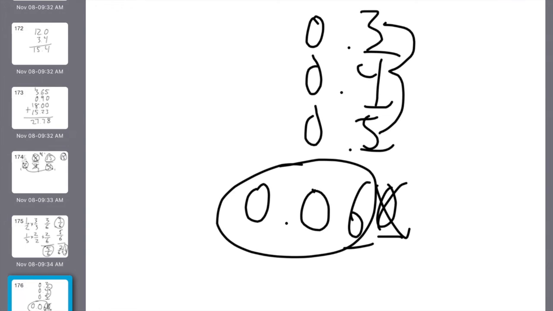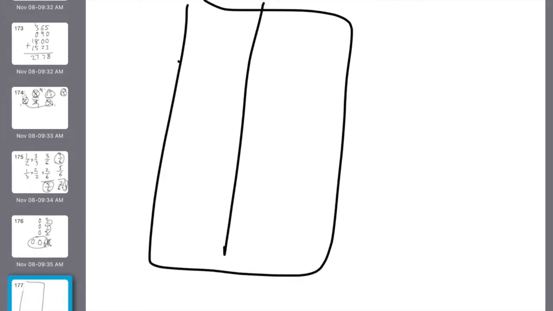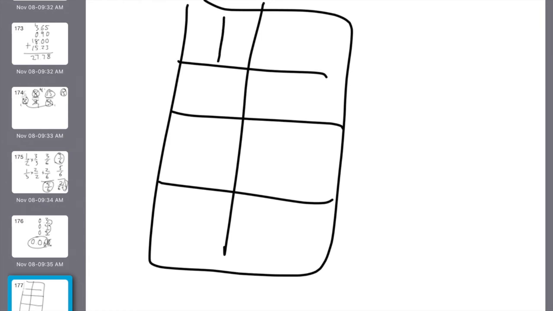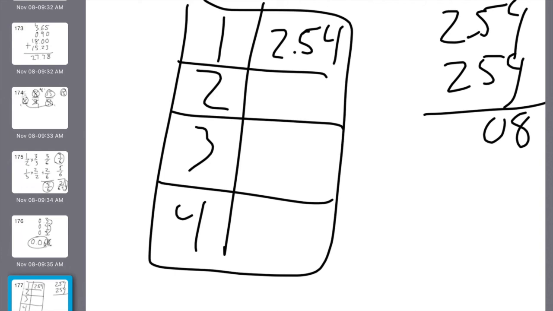28 says 1 inch equals 2.54 centimeters. Make a function table to show the number of centimeters in 1, 2, 3, 4 inches, and then write the rule. Okay, so got my function table of 1, 2, 3, and 4. I know 1 is 2.54. Okay, I'm just going to keep adding those, guys.